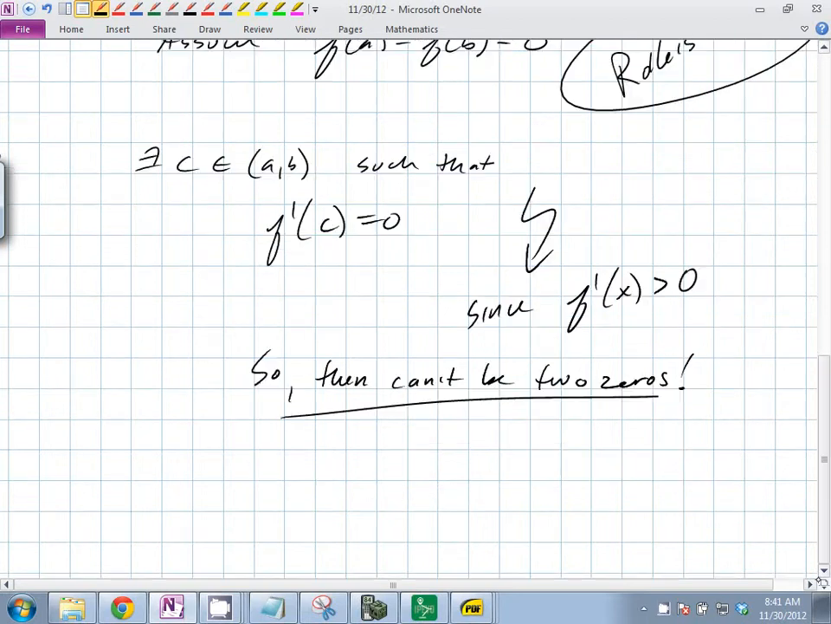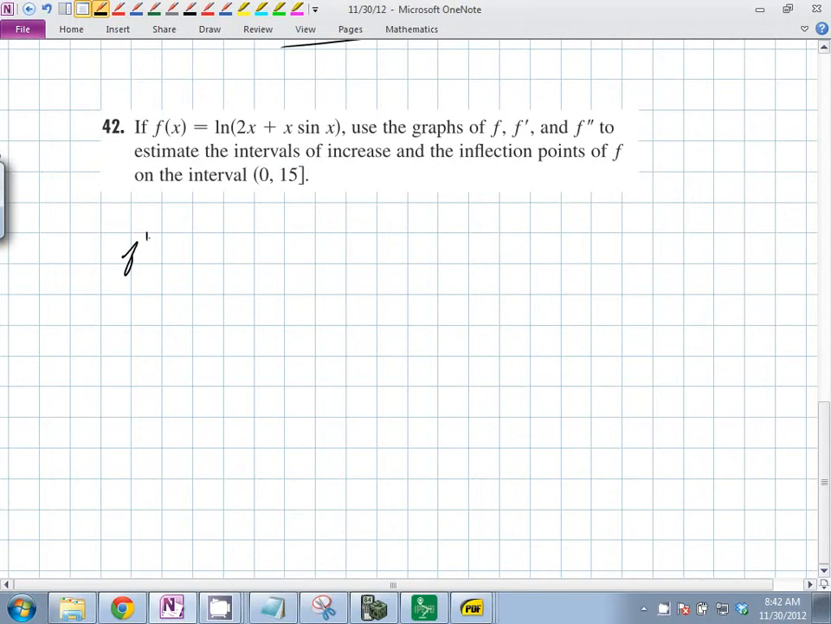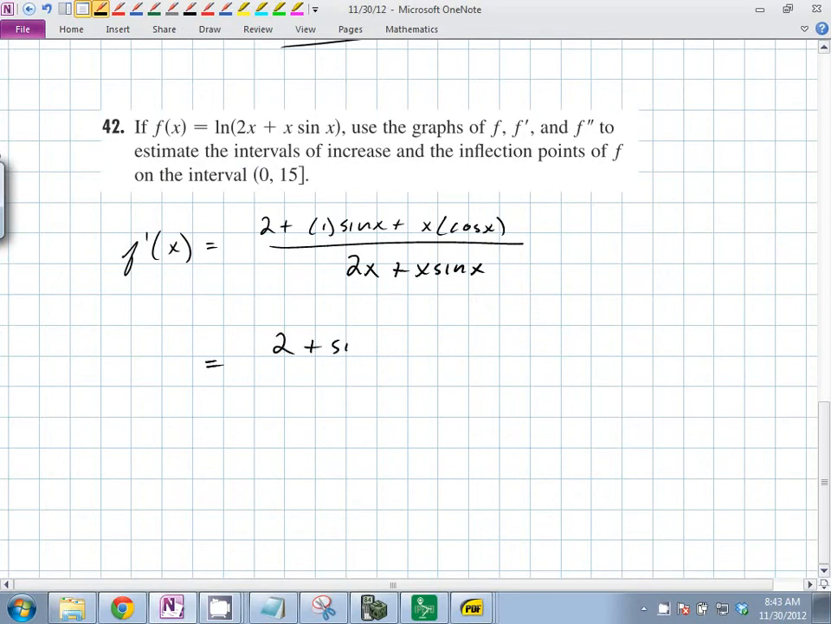What is f of x? What's f prime of x going to be? 2 plus sin x. Yeah, you have to use the product rule right here, right? The derivative of the first times the second plus the first times the derivative of the second. Not negative. Oh, cosine, I'm sorry. Still waking up. Cosine x all over what? Plus sine x. So you have 2 plus sine x plus x cosine x all over 2x plus x sine x.